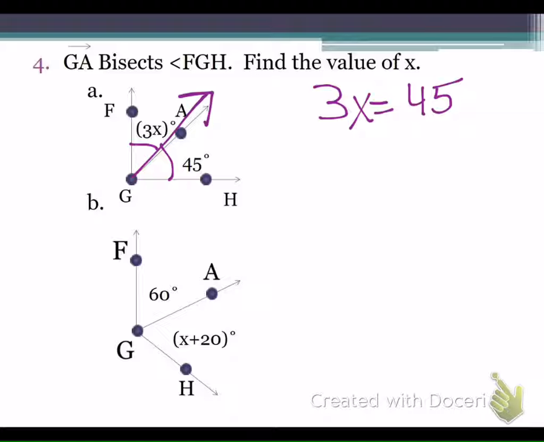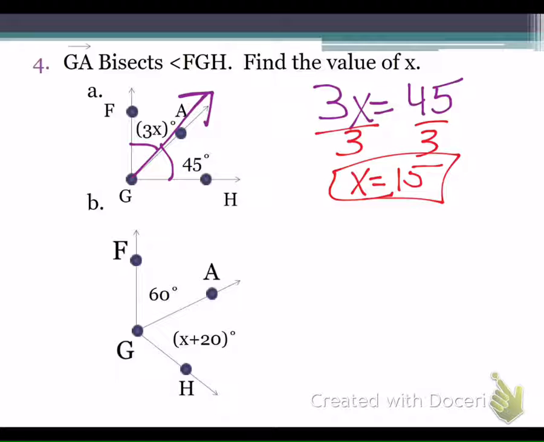This is the part I want you doing with me. All right, what next? Divide both sides by 3. What does x equal? 15. Good. Now, if you put 15 degrees, that's fine. You don't really need it because see how it says degrees over here? But either way would be fine.